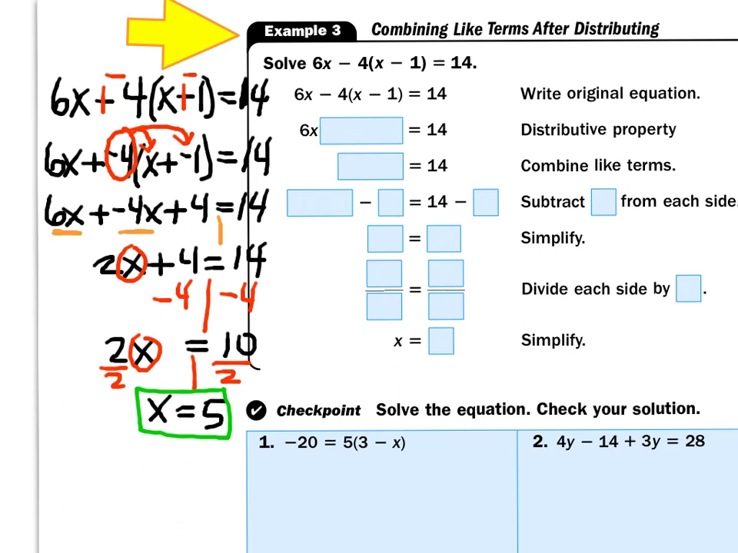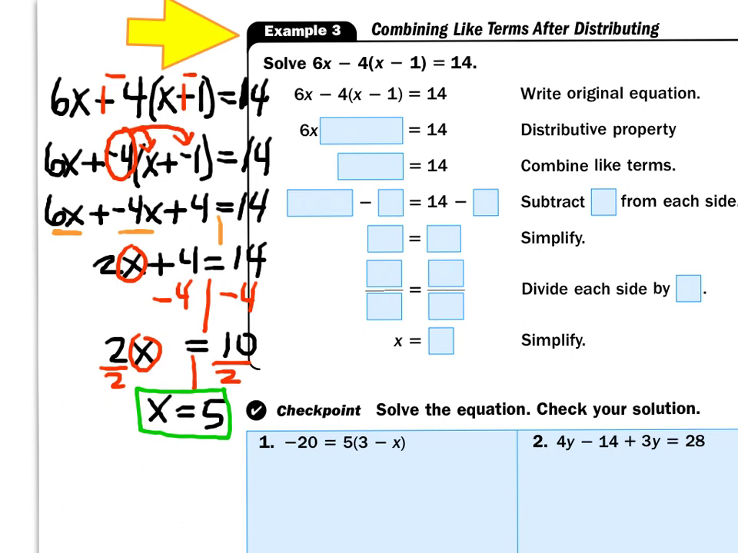Okay, now they're going to add a little bit. They want us to combine like terms. So remember, if things match, we have to add them after we distribute. So take a look at this equation. 6x minus 4 times the quantity x minus 1 equals 14. Well, the first thing I did is write it exactly like it's printed. Then grab your red pen right now, and with your red, add a line and change the sign in front of the 4, and add a line and change the sign in front of the 1.